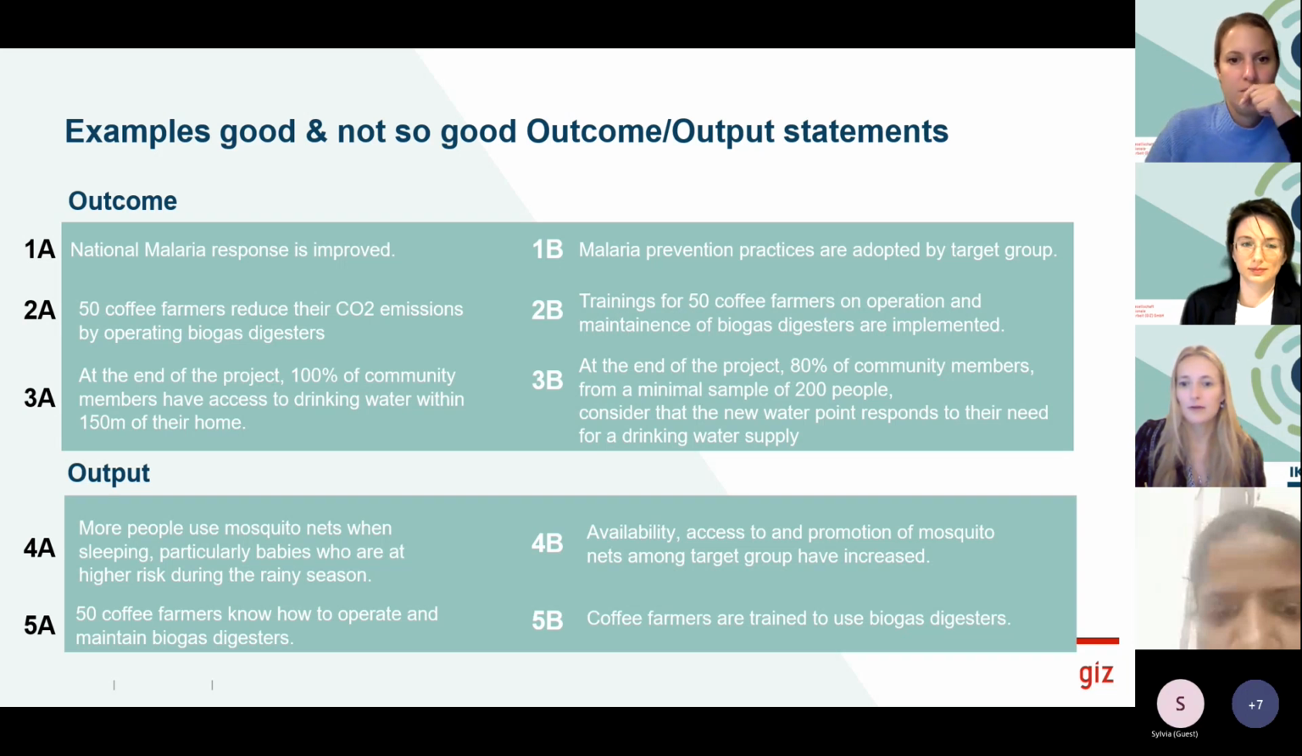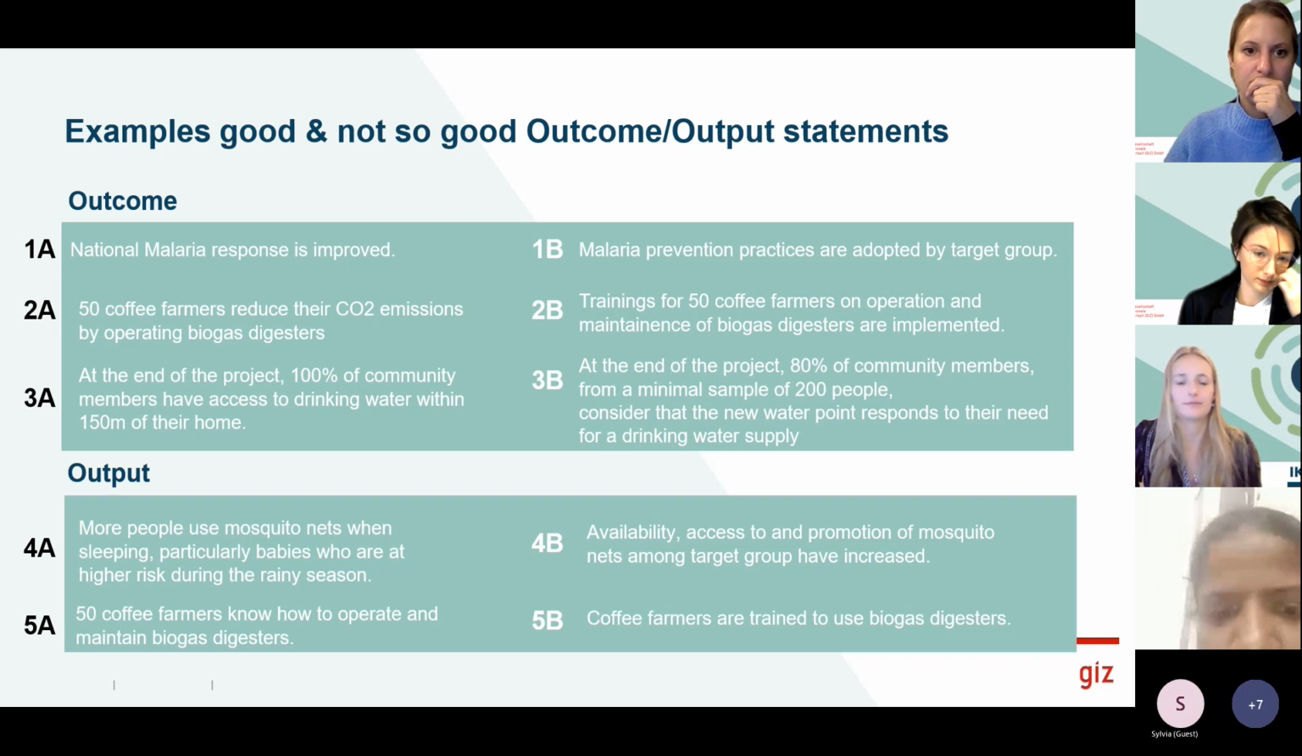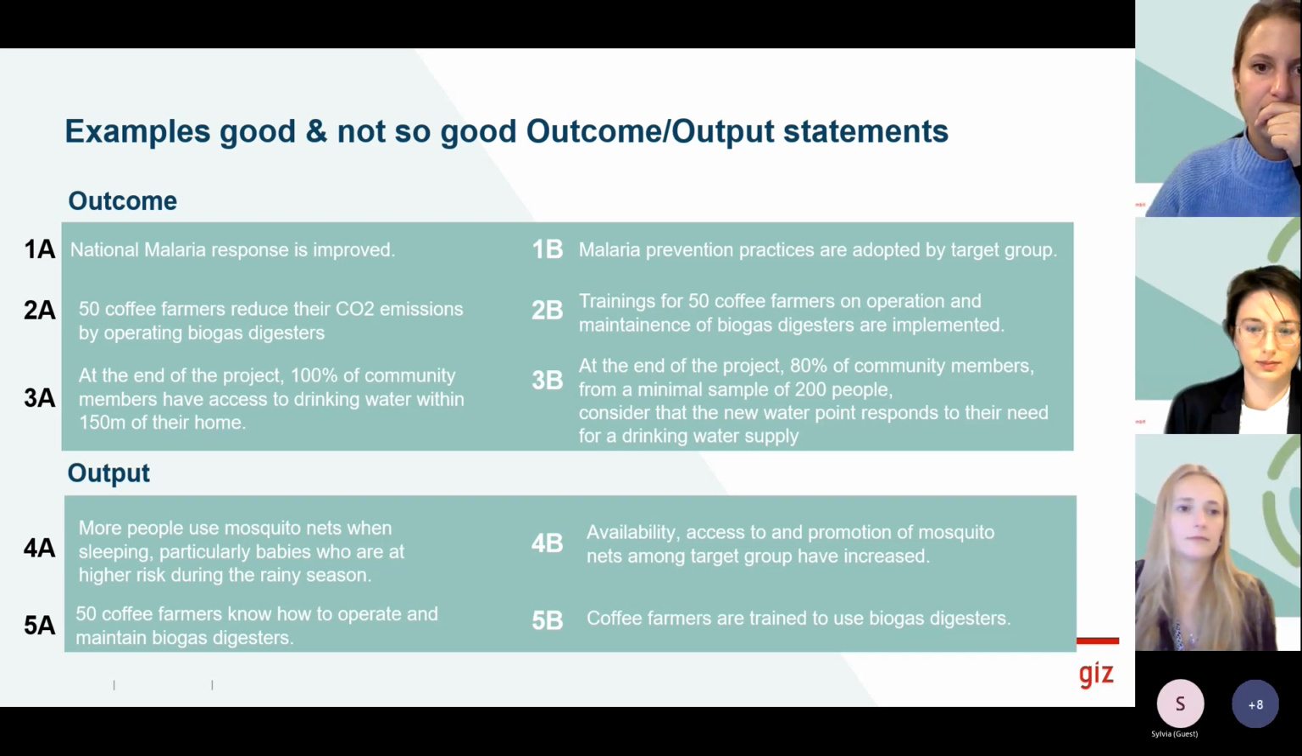Okay, and then we would now go to the output level. And here we have the option: more people use mosquito nets while sleeping, particularly babies who are at higher risk during the rainy season. And B would be: availability, access to, and promotion of mosquito nets among target group has increased. I'll give you 1 minute again.